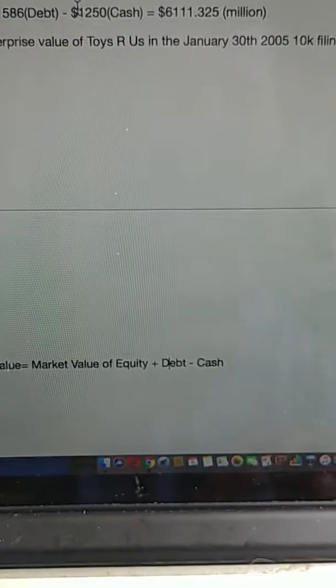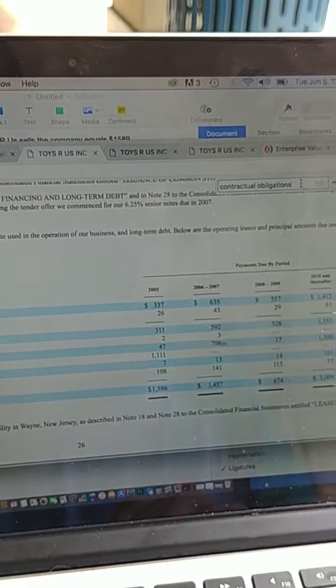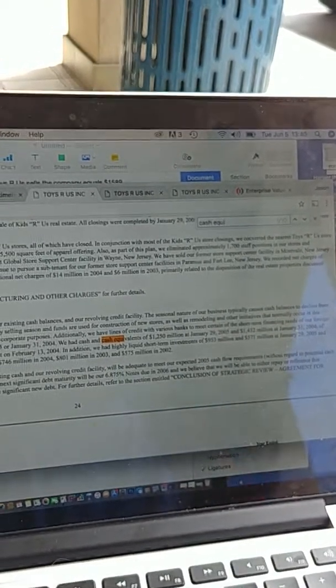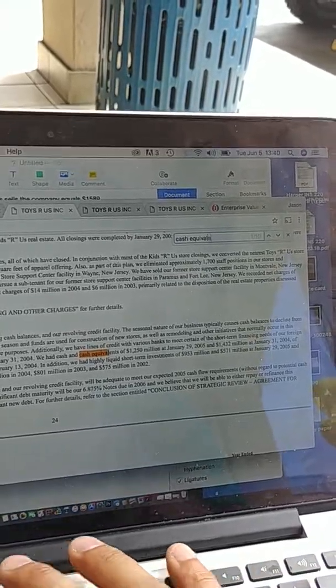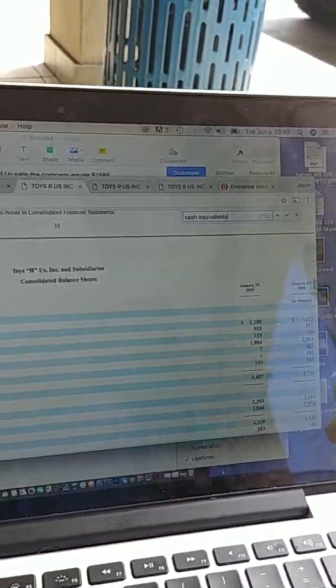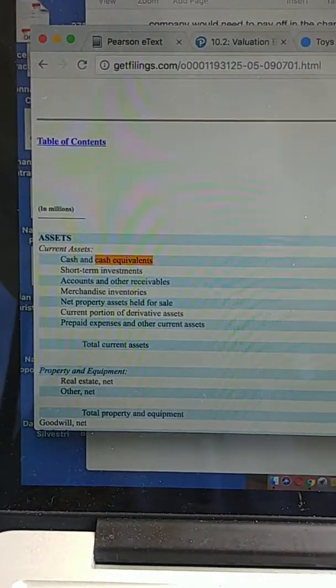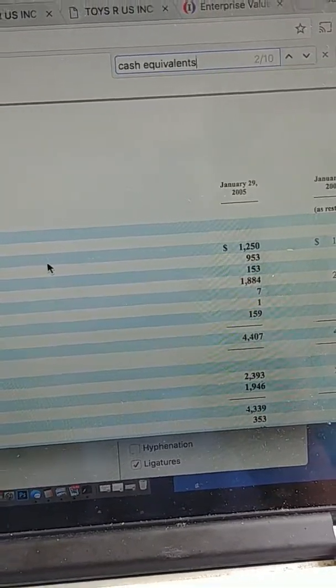Now, let's find the cash. We'll go back to the search bar, type in cash equivalents. When I typed in cash, again, over 100 different results came up with the word cash in the phrase. Right here under assets, I found the cash equivalents equals 1,250. Luckily, we have that blue bar that helps us focus on that line. So it's 1,250, and again, this is in millions.